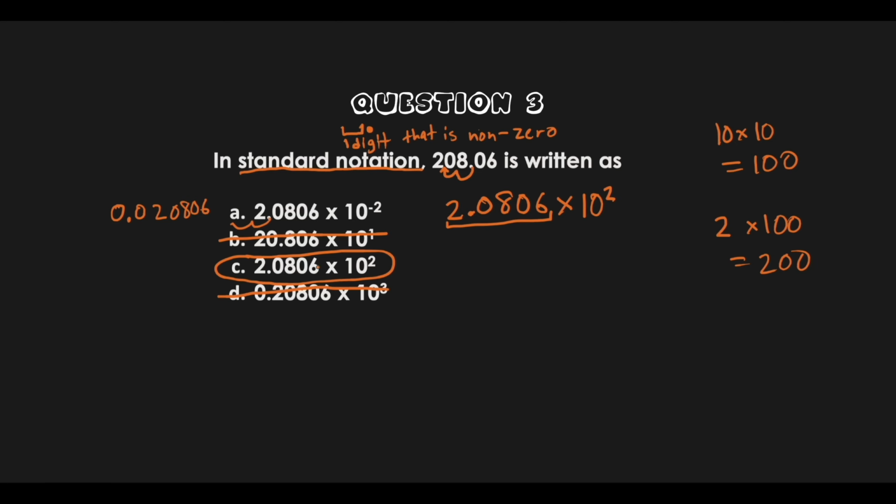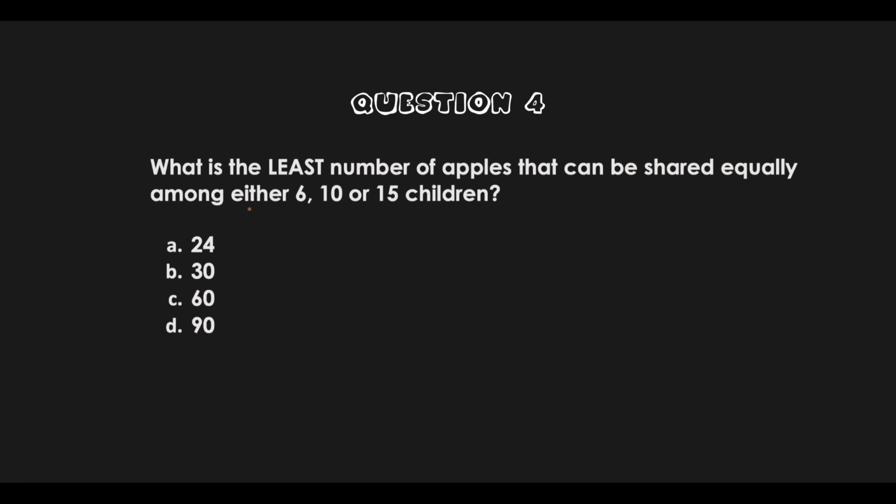So this is our answer here. This here is a really nice question. It says, what is the least number of apples that can be shared equally among either 6, 10, or 15 children? So it has to be shared equally either with 6 children, 10 children, or 15 children. This is another way of saying what is the LCM of 6, 10, and 15.